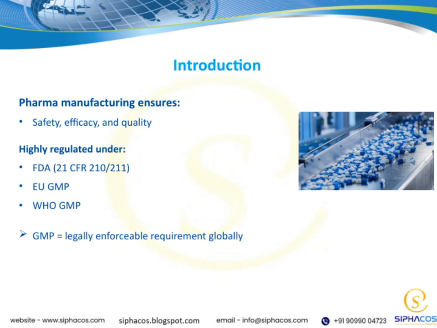These regulations are in place to make sure that manufacturing processes meet high standards. For example, in the United States, the FDA oversees this through 21 CFR Parts 210 and 211, which set the guidelines for good manufacturing practices. Similarly, in Europe, we have the EU GMP guidelines, and worldwide, the World Health Organization has its own GMP standards. These are all designed to create a uniform level of quality across different markets.